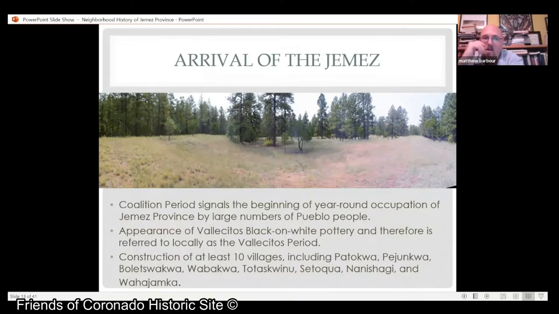The image you're looking at is the archaeological remains of Bajunqua, which, if you'll notice, it's hard to tell there's even a Pueblo there. The only thing you can see is that the trees aren't growing in several places. And interestingly enough, Bajunqua was actually one of the only adobe Pueblos in the Jemez Mountains.